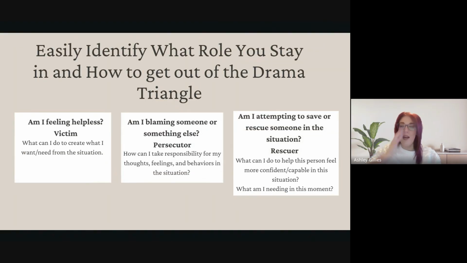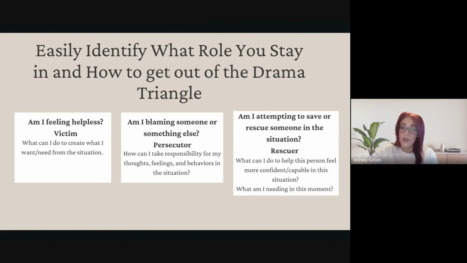Now, when I do this in individual therapy, I help people identify their primary role and possibly the roles of some other people they might be having tension with. And it's like, great, I know what role I am. I can understand the roles a little bit more, but now how do I get out of it? Okay. This is how you get out of it.